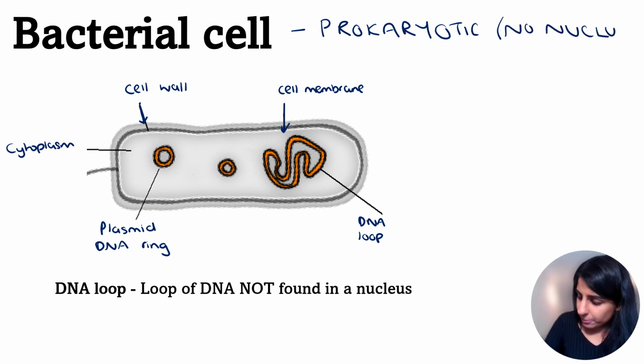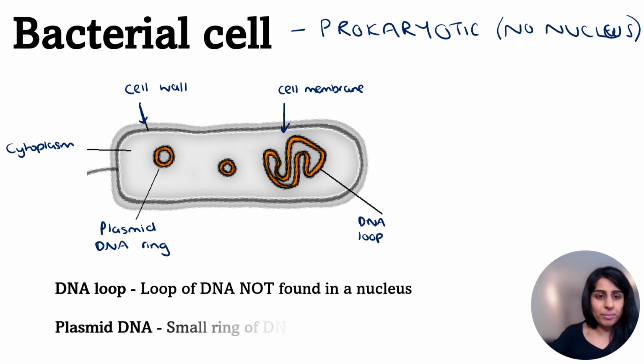But if we look at the other two and go back, the others have got a nucleus. So animal and plant cells are known as eukaryotic cells. The plasmid DNA ring is a small ring of DNA. So the DNA is not structured in the form of chromosomes like they are in animal cells. They're structured as plasmid DNA and DNA loops.